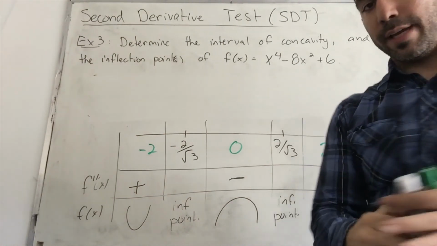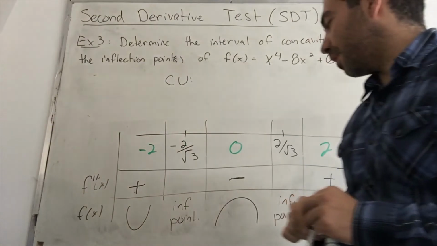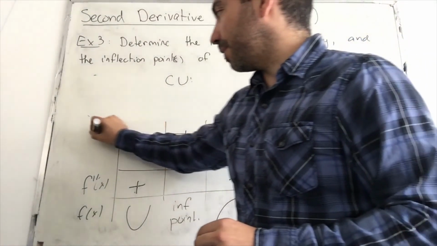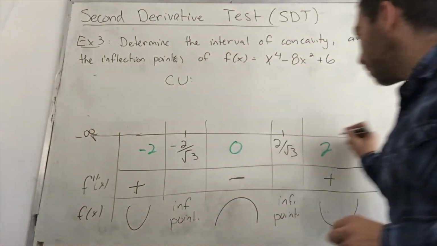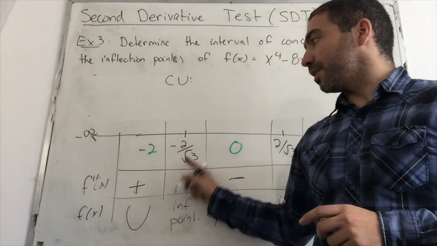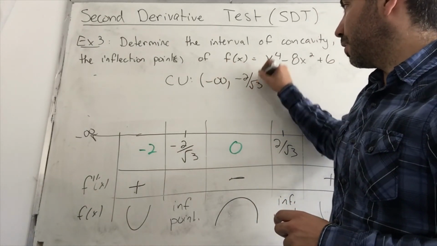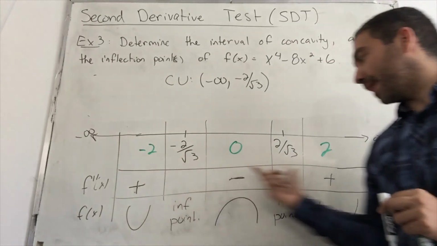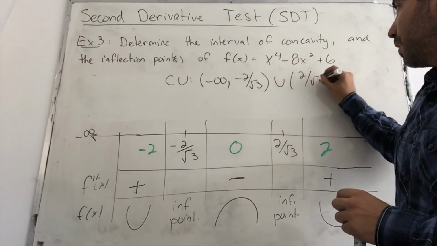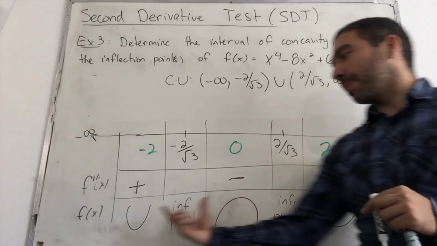So let's write concave up as CU. When is it concave up? Well, it's concave up on the interval from, this is our number line, it goes from negative infinity to positive infinity. So it's on this interval here to the left of this point, which is negative infinity to negative 2 over root 3. And then it's concave up again after this value, so union 2 over root 3 to infinity. Okay, so this is when it's concave up.